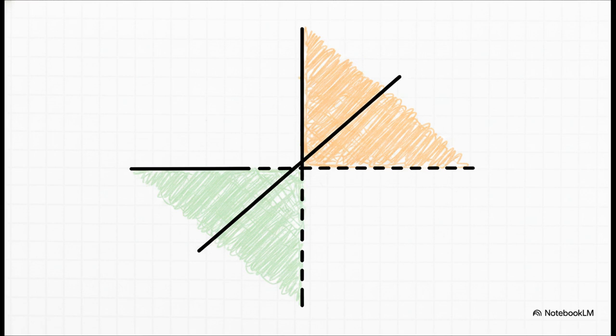Now, if you have a system of multiple inequalities, you graph all of them on the very same plane. The true solution to that whole system is the specific overlapping region where all of those shaded areas intersect. It's like a giant puzzle coming together.